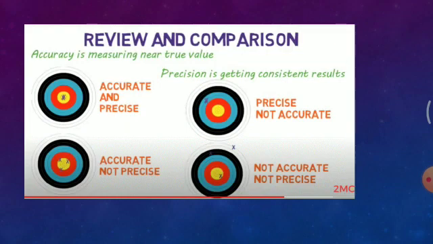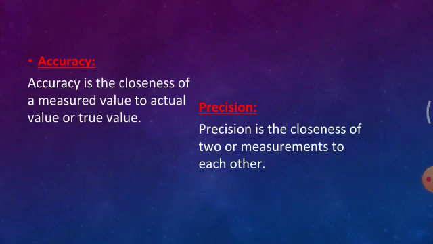While measuring with any instrument, we have to take the measurement in an accurate and precise manner. That means the measuring instrument should be accurate and precise. Definition of accuracy. Accuracy is the closeness of a measured value to the actual or true value. Precision. Precision is the closeness of two or more measurements to each other.